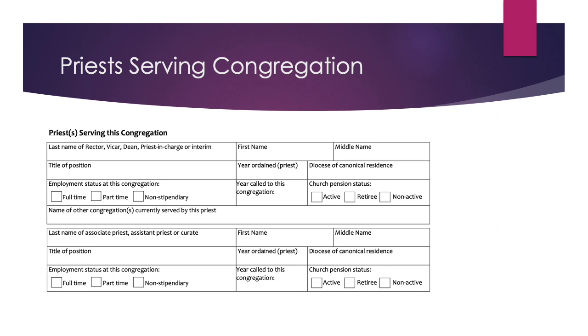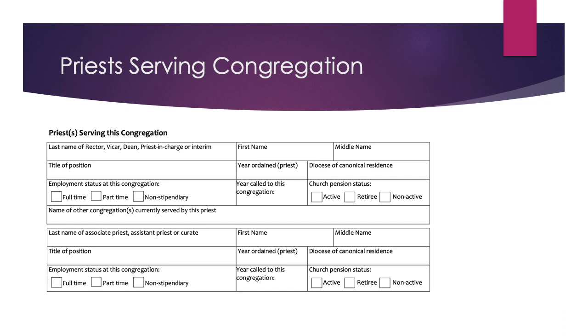So there are a couple of different categories in this section. First, the priests that serve the congregation, and they want to know first who is the sort of main priest, if you will, the rector, vicar, the dean if it's a cathedral, or priest in charge or interim, their name, the title of their position. You need to know the year they were ordained a priest, which you can get by asking them, or there's an Episcopal Clerical Directory. Some parishes have one on the shelf, and you can look them up and see what year they were ordained. Priest is what they're looking for here.